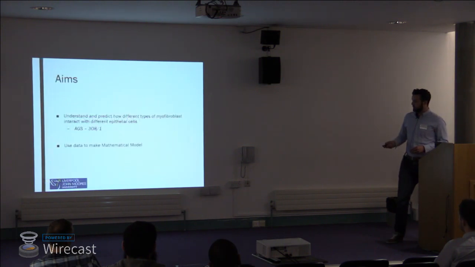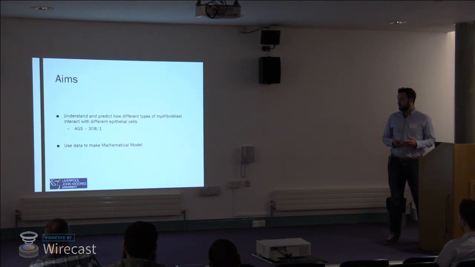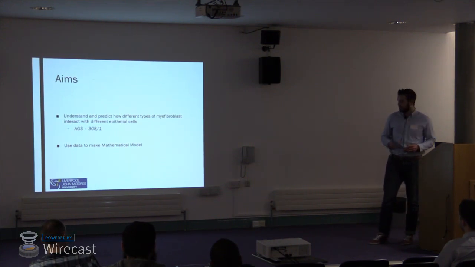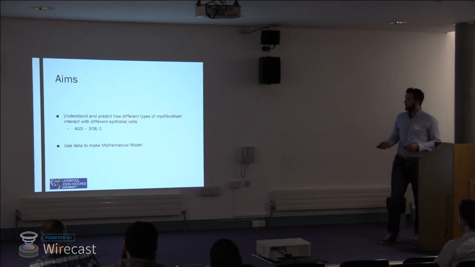So the aims were to understand and predict how different types of myofibroblasts interact with the different epithelial cells in the gastrointestinal tract. These are AGS and 3081 cells, which I'll explain a bit later, and how we can use this experimental data to make a mathematical model to help with these predictions.